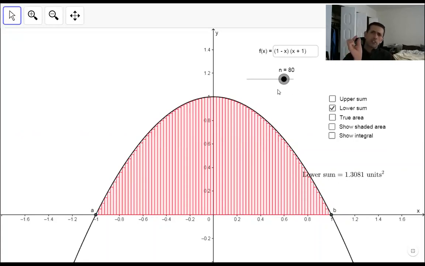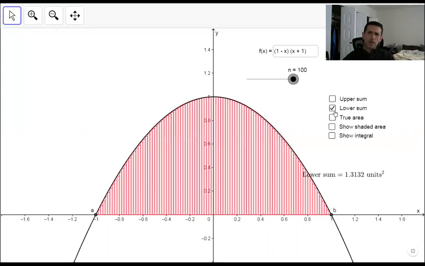As the partition's interval size gets smaller, this increases, starting to approach what should be the area under the curve. This decreases, so it only makes sense that every lower Riemann sum has to be less than or equal to every upper Riemann sum, no matter what two partitions we use. Or in other words, for any two partitions, the corresponding lower Riemann sum for one of the partitions is less than or equal to the upper Riemann sum for the other partition.